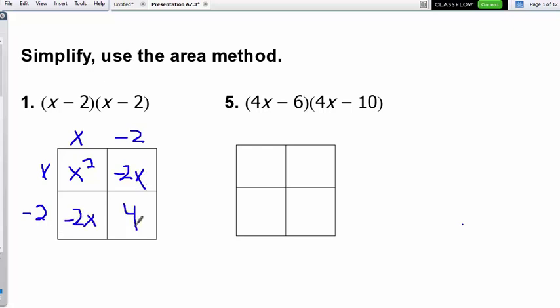Negative times negative is positive. And then what we notice is these are the two that tend to be combined. So we end up with x squared. These are added now, so negative 4x plus 4. And we can have more complicated terms.